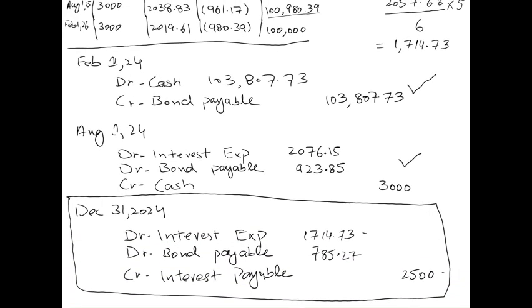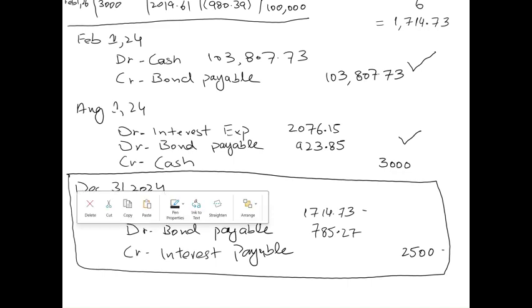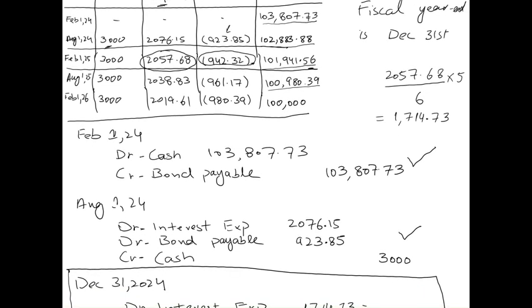Now, the next thing is the company's fiscal year end is December 31st, but the next payment is on February 1st, 2025. So that means from August 1st to December 31st, we need to do an entry that would cover off those 5 months. If we wait till February 1st and do this full entry, that will be inaccurate because this is taking us into the next fiscal year.